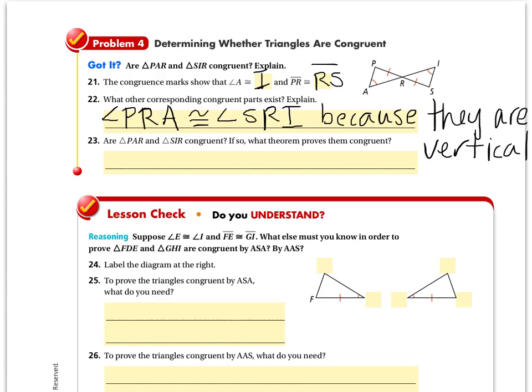So we were talking about angle PRA and angle SRI being vertical. So therefore, yes, those triangles are congruent through angle-angle-side.